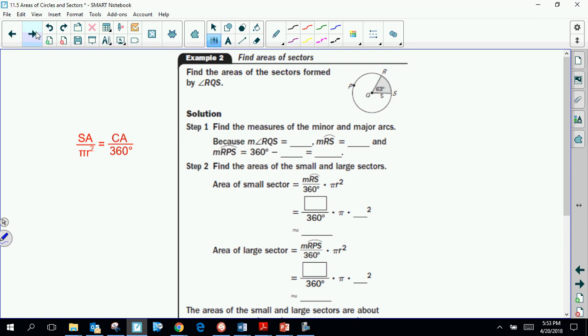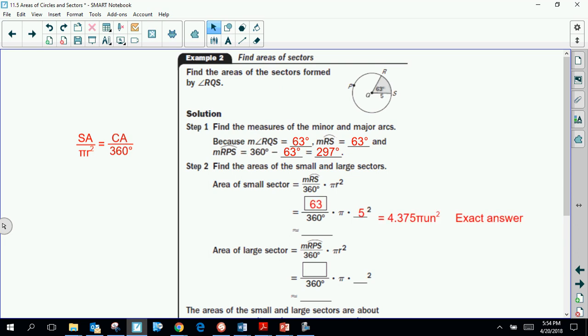Now in the first one, we have to identify some things here real quick before we go. Of course, the measurement of the central angle, angle RQS, is the measurement of the arc, so they're the same thing. That's why in the proportion I just used the central angle. And so the measurement of the major arc, or the reflex angle, would be 297 degrees. So here we want to find the area of the small sector.